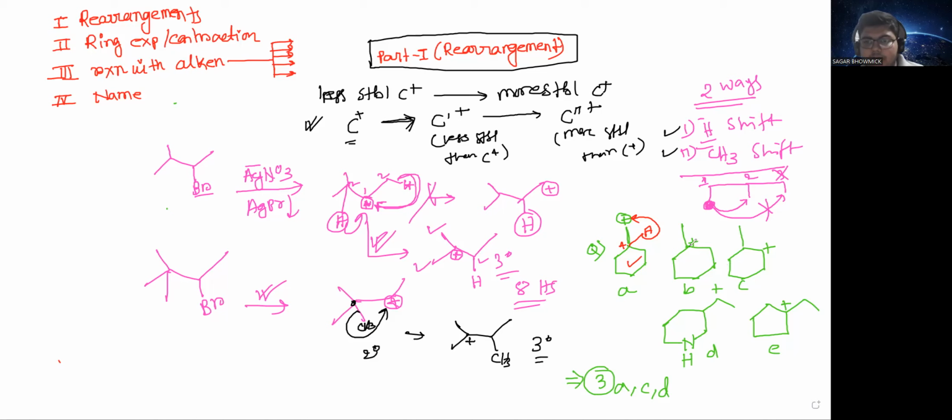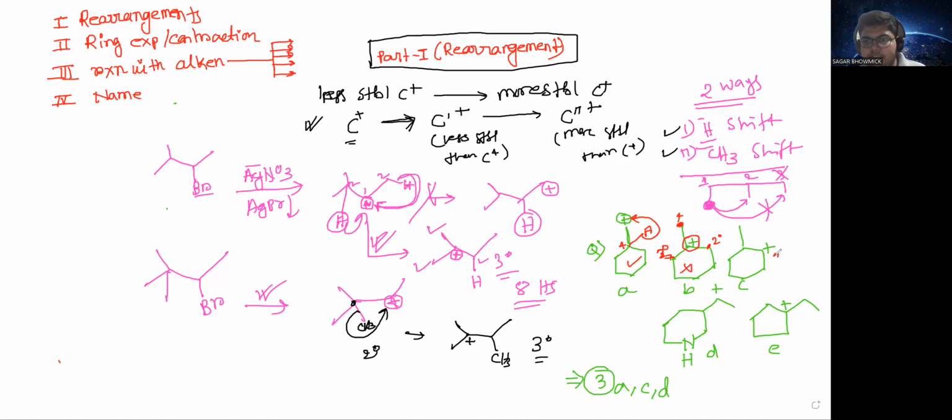Why? If there are three adjacent positions, from this position, if hydride shift occurs, then 1-degree carbocation forms. From here, 2-degree carbocation forms. From here, positive charge comes with hydride shift, then also 2-degree carbocation is formed. But itself it is 3-degree carbocation, so no more stabilization. Okay, so this will not undergo.